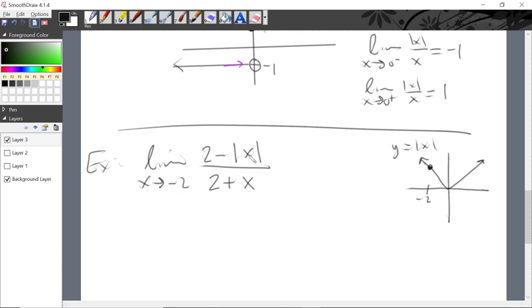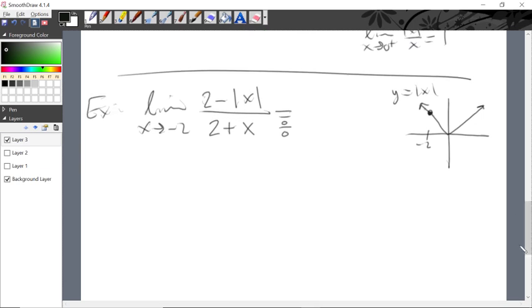Okay, so that's not an issue. So we can just plug in negative 2, and maybe that'll work. Well, what happens when we plug in negative 2? The numerator would become 2 minus the absolute value of negative 2, but that's 2 minus 2, and that equals 0. And the denominator, 2 plus negative 2, that equals 0 as well, and that's indeterminate. Okay. So how do we deal with this indeterminate form here?